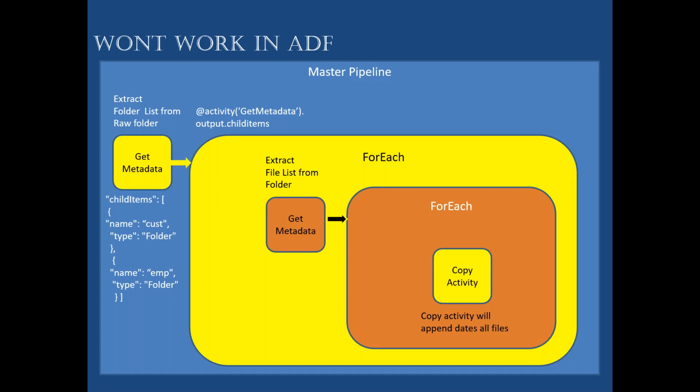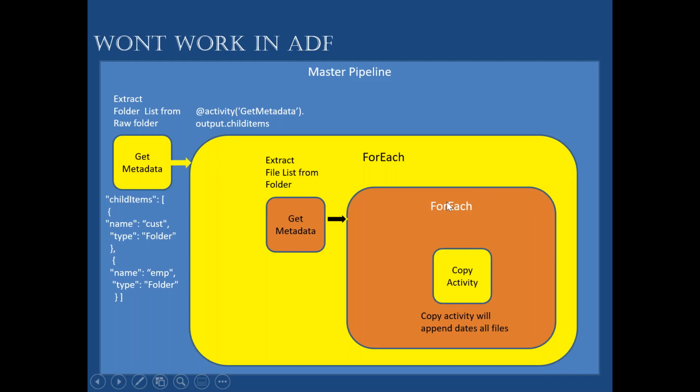So simply, I'm explaining again. See, this Get Metadata activity is going to check all the files and all the folders that we have under RAW. Under RAW, you have subfolders called cust and emp. So it gives the subfolders one by one. Take the subfolder name and check the files in it. Once you get the files in it, first take the cust folder, take the files in cust, and give them to the ForEach.